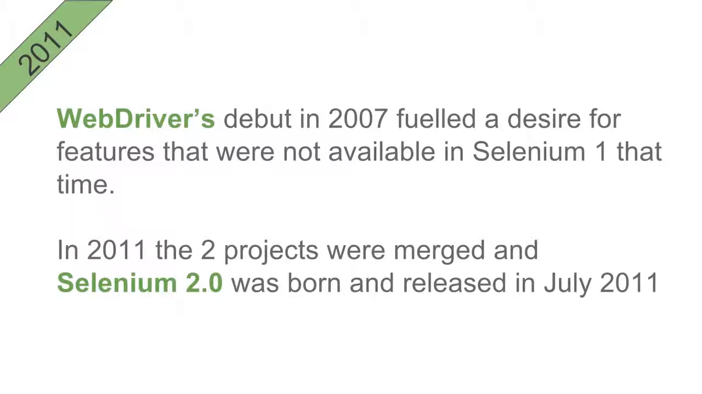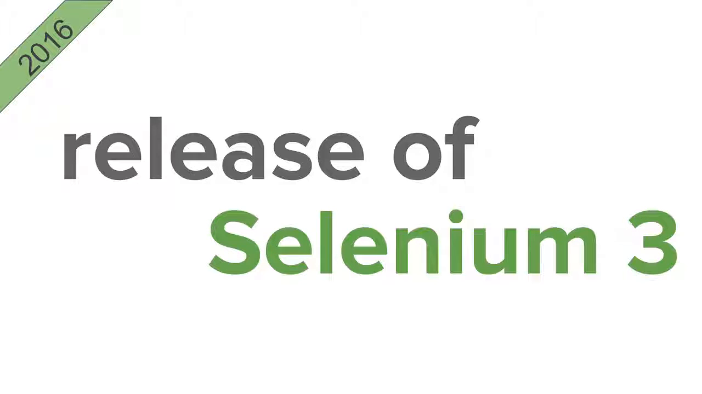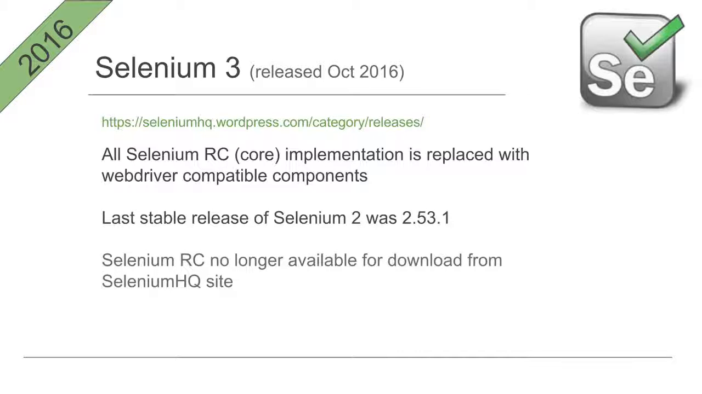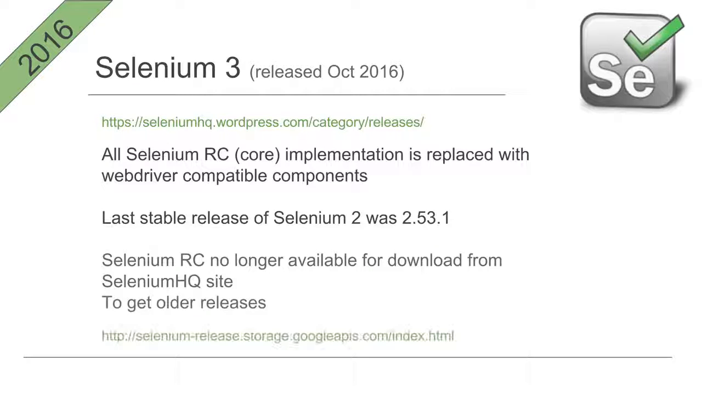In 2011, the WebDriver and Selenium 1 projects were merged, and Selenium 2.0 was born and released in July 2011. Selenium 3 is the latest release of Selenium, which came in 2016, and with Selenium 3, the core Selenium is now deprecated and dropped, so all the implementations of Selenium Core are replaced with WebDriver compatible components. You will no longer find the Selenium Core available for download from the official site of Selenium, and this is a link where you can go to get the older releases of Selenium.